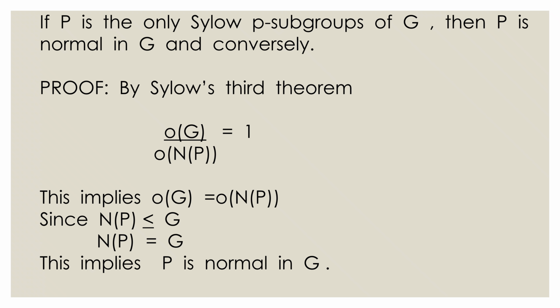If P is the only Sylow p-subgroup of G, then P is normal in G, and conversely. Now we will prove this. By Sylow's third theorem, we know that the order of the group divided by the order of the normalizer of P is equal to 1. This implies that the order of the group is equal to the order of the normalizer of P. Since the normalizer of P is less than or equal to G, the normalizer of P is equal to G. This implies P is normal in G.